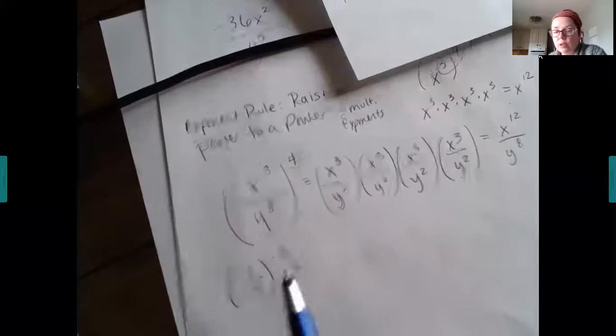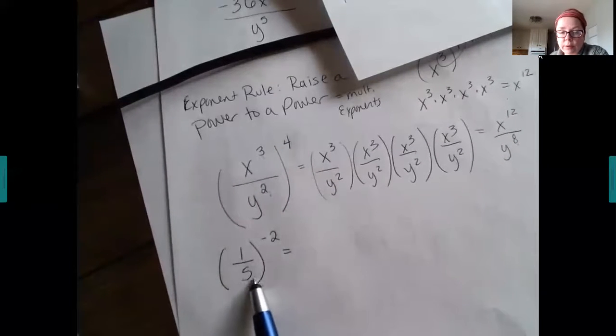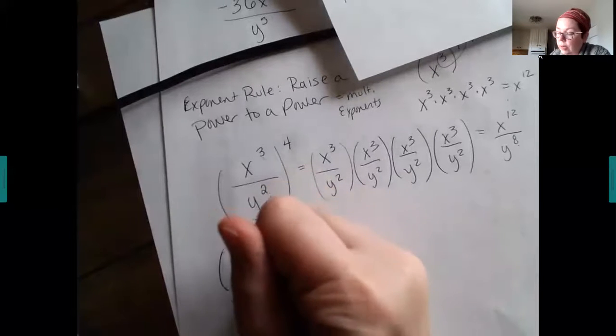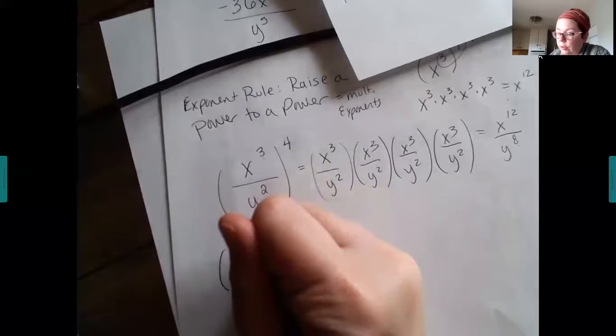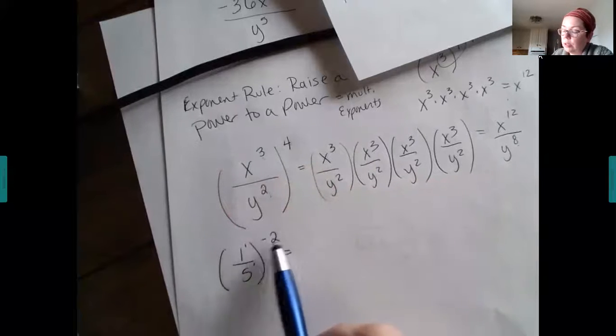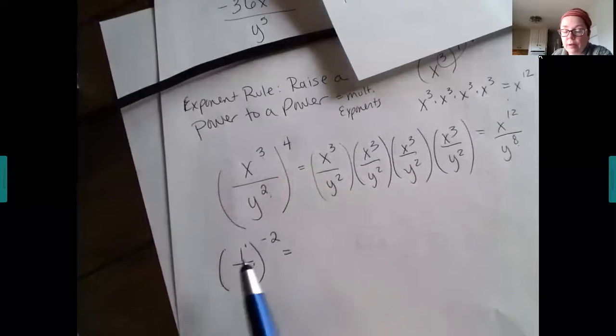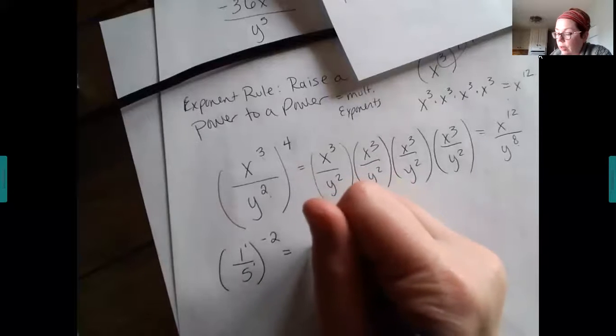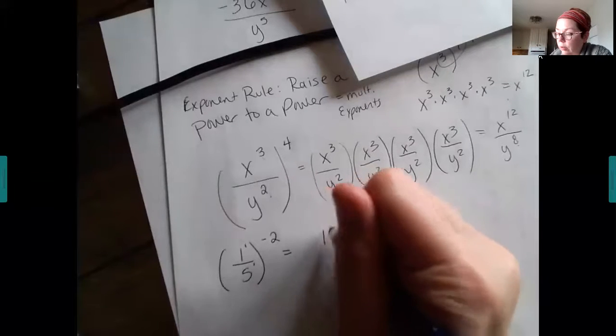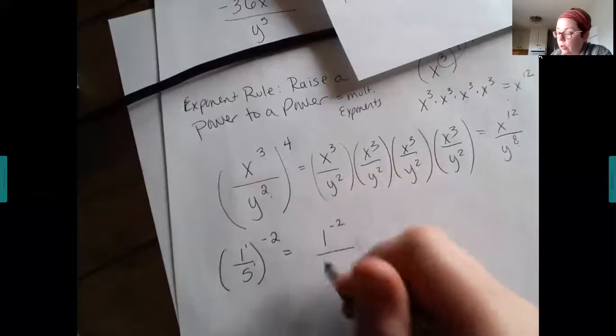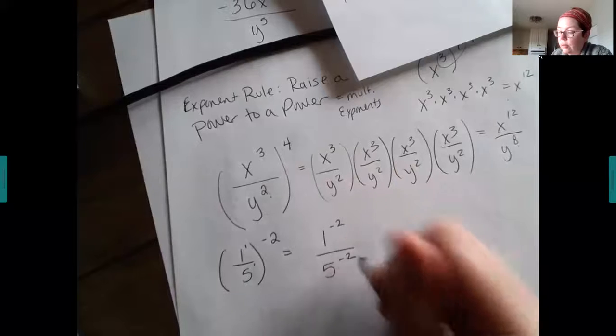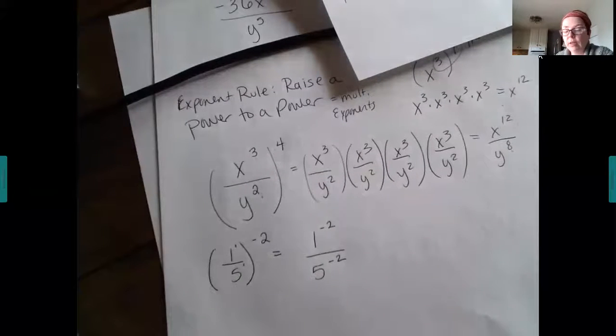Okay? So we don't really see exponents right here, right? We see a 1 and a 5, or 1/5. But anything without an exponent has a little 1 to it. So when we multiply these two exponents together, or we basically take this -2 and slap it on each other, then we're going to have 1 to the -2 over 5 to the -2. This -2 affects both things, okay?